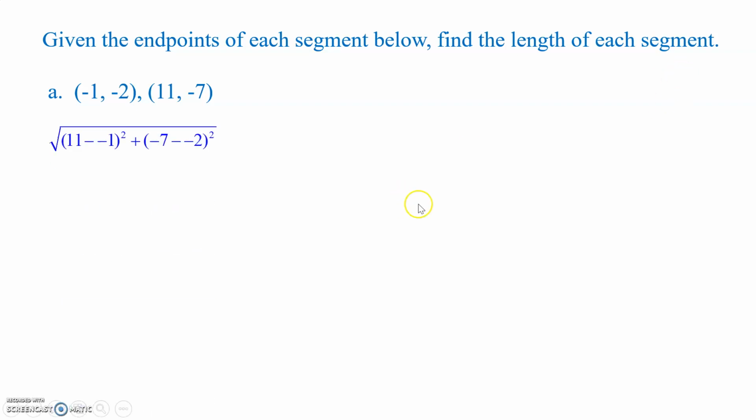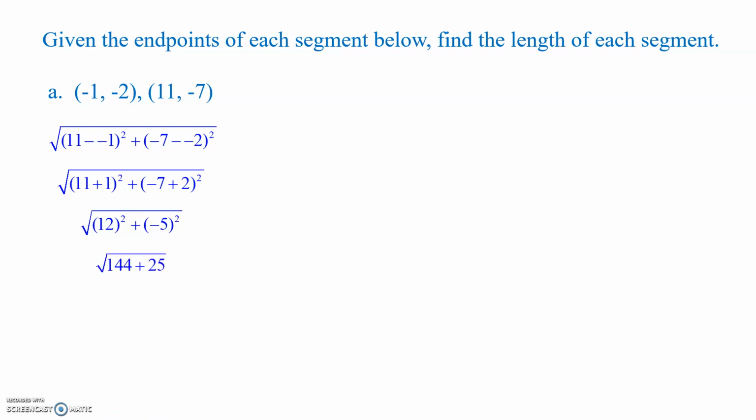So I would take x sub 2, which is 11, minus x sub 1, which is a negative 1. Notice that, minus this negative 1. And then the whole parenthesis would be squared, plus y sub 2, which is a negative 7, minus y sub 1, which is a negative 2, all in parentheses squared. So that would be 11 plus 1 and a negative 7 plus 2. And when I square it, it's going to be 12 squared, and negative 7 plus 2 is going to be a negative 5, so that's going to be a negative 5 squared.